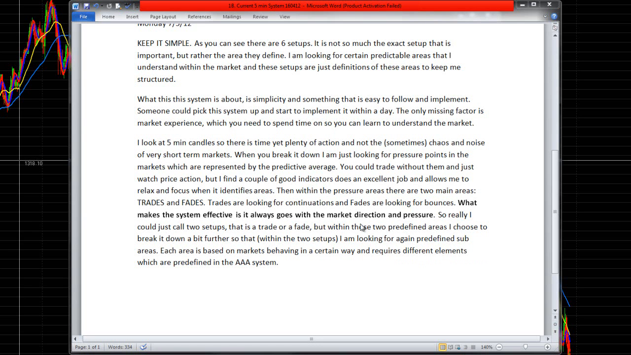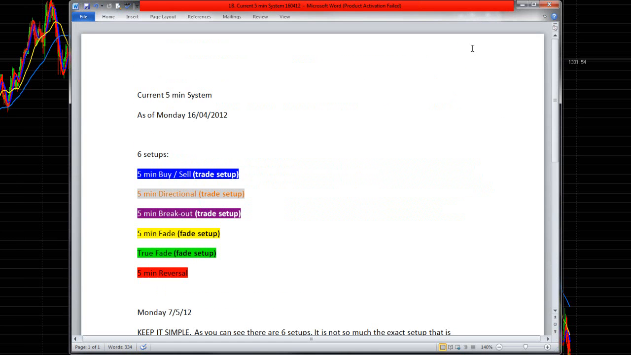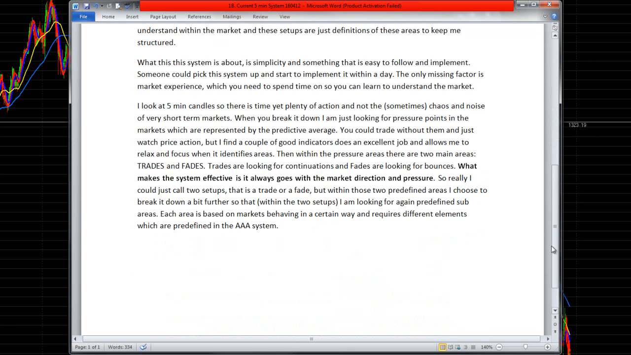Essentially, when I break this system down, you could look at it as just 2 setups, the trade setup and the fade setup. But I choose to take these 2 predefined areas and break them down a little bit further. Within these 2 setups, I'm looking for predefined sub areas, and that's what I showed you before back up here. Within the trade setups, I've got 3 predefined areas, each different, and I'll talk about entries. And then within the fade setup, I've got 2 particular entries.